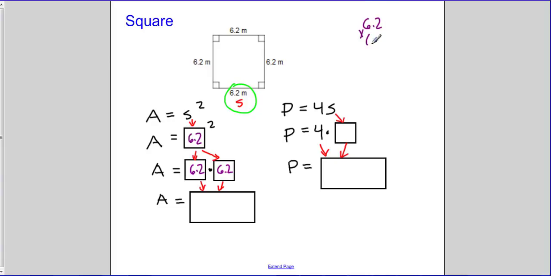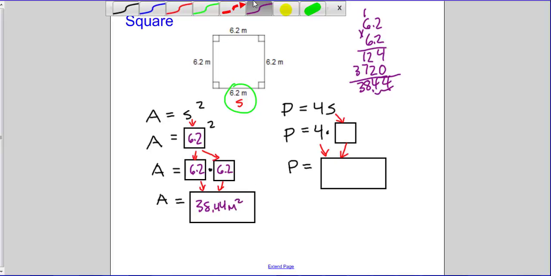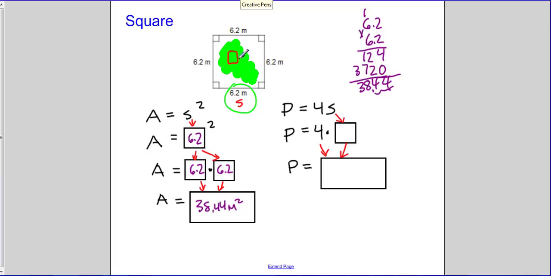Let's do that multiplication. Let's do the math. 2 times 2 is 4, 6 times 2 is 12. Add a placeholder 0. 2 times 6 is 12. Carry a 1. 6 times 6 is 36 plus 1 is 37. Move the decimal point 2 places to the left. So we get 38.44 square meters. So in other words, inside this square, I can fill that space with 38.44 squares that are 1 meter by 1 meter in dimension.